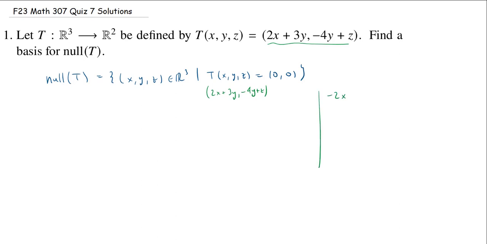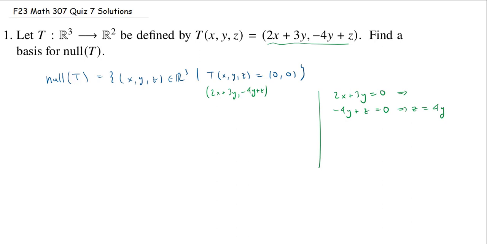We know that 2x plus 3y has to equal 0. And we also know that negative 4y plus z is equal to 0. Now I immediately see this bottom one I can solve for z, and I'll get z is equal to 4 times y. Well, now since I've written z in terms of y, I might as well write x in terms of y.